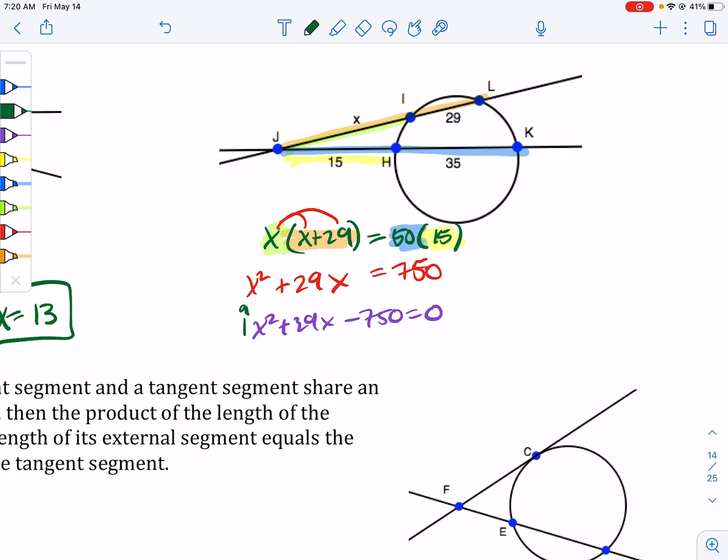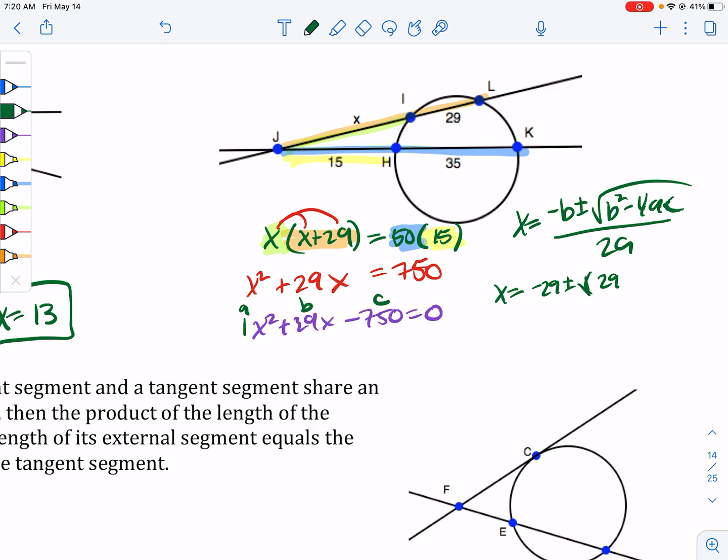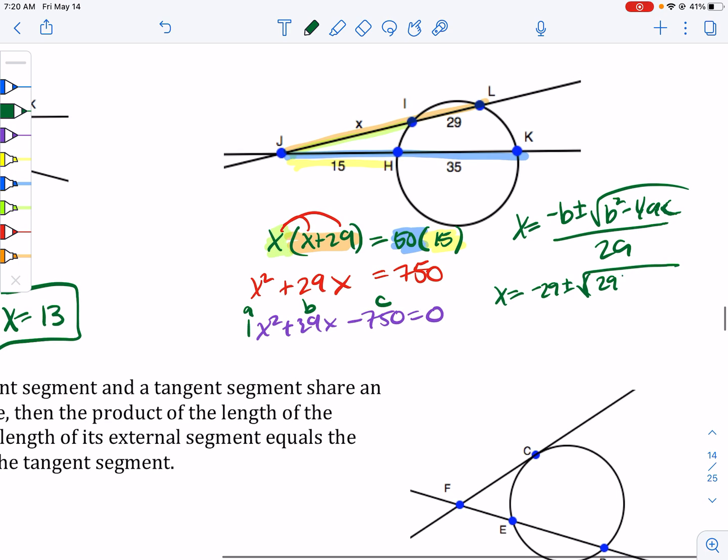So in our quadratic formula, A is 1, B is 29, C is negative 750. Remember, our quadratic formula is x equals negative b plus or minus the square root of b squared minus 4ac, all over 2a. So we get x equals negative 29 plus or minus the square root of 29 squared minus 4 times 1 times negative 750, all over 2 times a, which is 1. So underneath the root, I'm going to do the 29 squared minus 4 times 1 times negative 750 and figure out what that is.